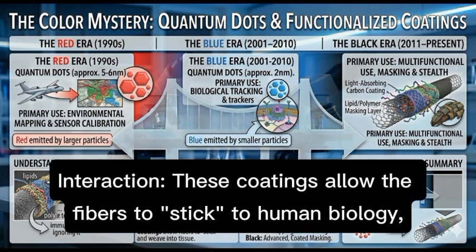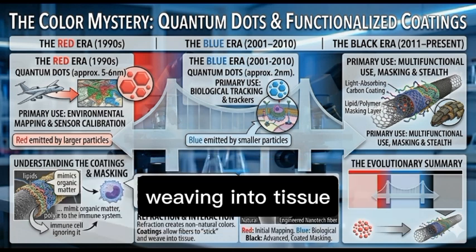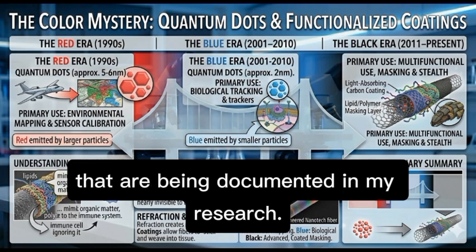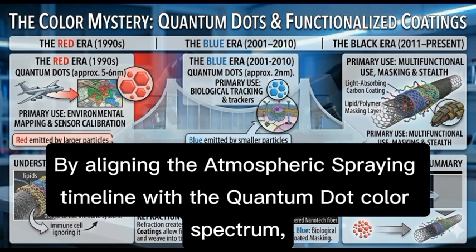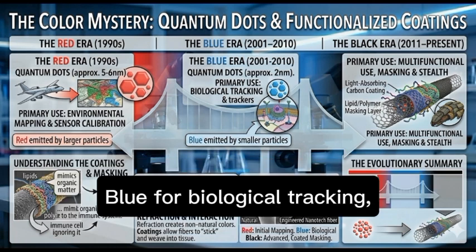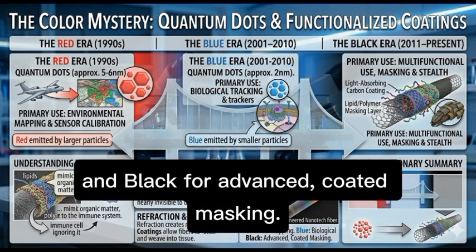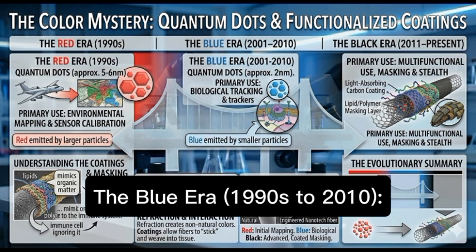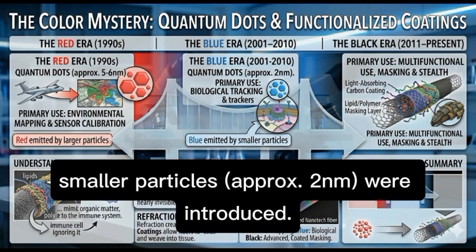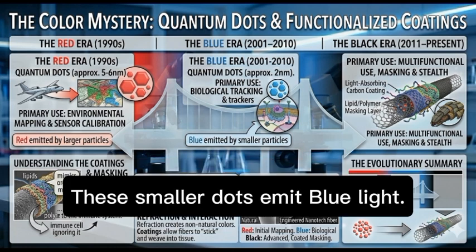Interaction. These coatings allow the fibers to stick to human biology, weaving into tissue, to create the synthetic composites or entities that are being documented in my research. By aligning the atmospheric spraying timeline with the quantum dot color spectrum, we see a clear evolution: red for initial mapping, blue for biological tracking, and black for advanced coated masking. The Blue Era, 1990s to 2010. As the tech became more sophisticated, smaller particles, approx 3 nanometers, were introduced. These smaller dots emit blue light.